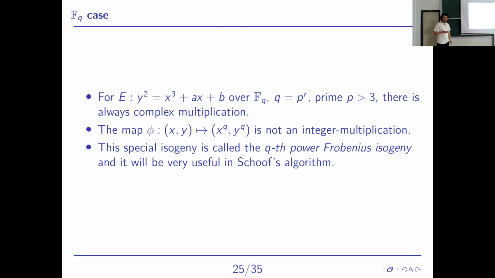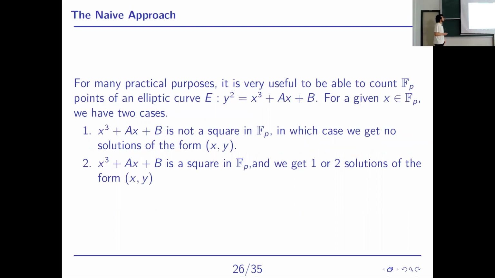This is not an integer multiplication, but it's an isogeny. So this special isogeny is called the q-th power Frobenius endomorphism. It will come up later in Schoof's algorithm. And this implies that if our elliptic curve is over some finite field, there is always complex multiplication. So what is our problem here?